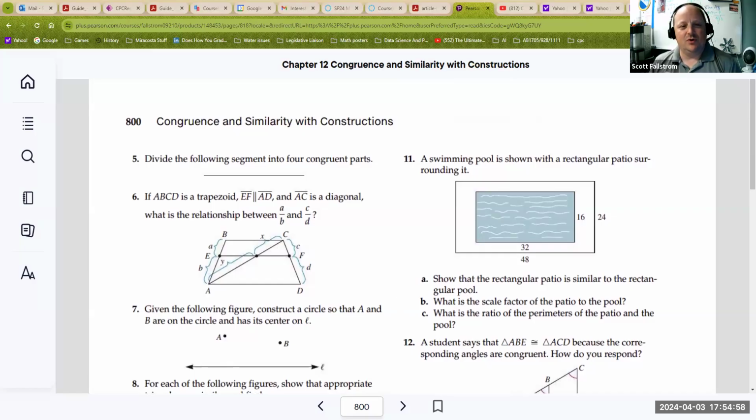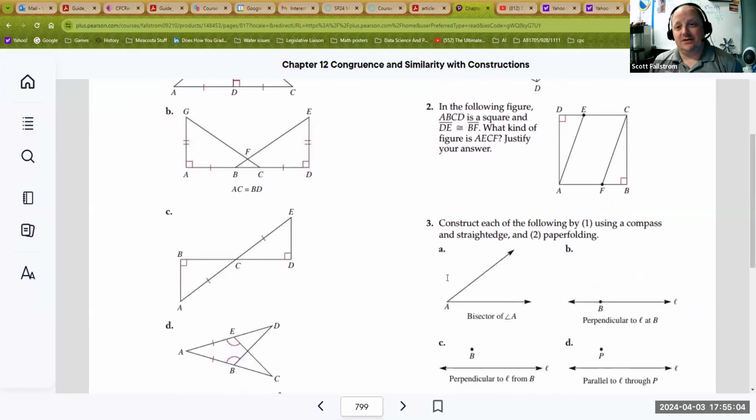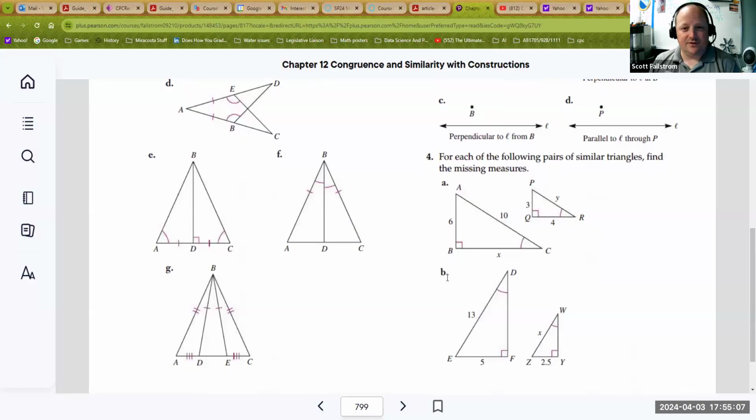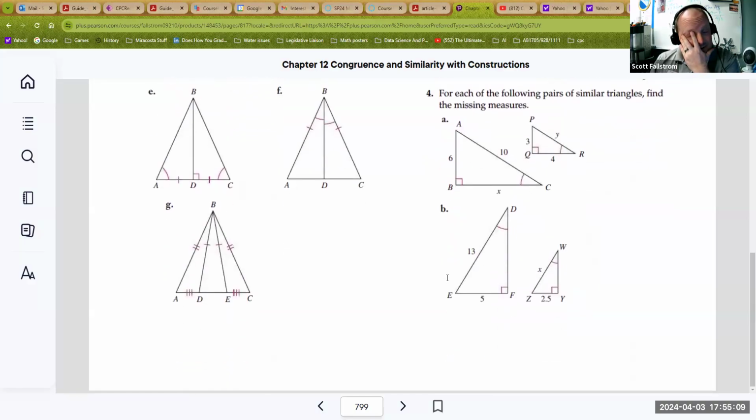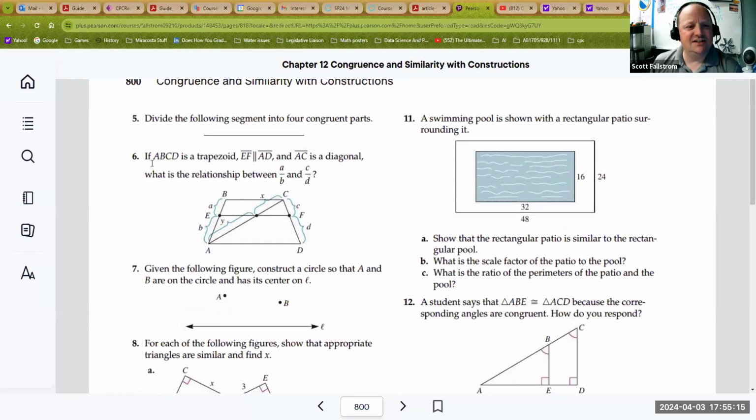So we are in chapter 12 with congruence and similarity with constructions. What a fantastic chapter. And as you can see, a lot of options here for different questions that you could practice with. A lot of them actually showed up on the list in class. Let's take a look today at question number 6.